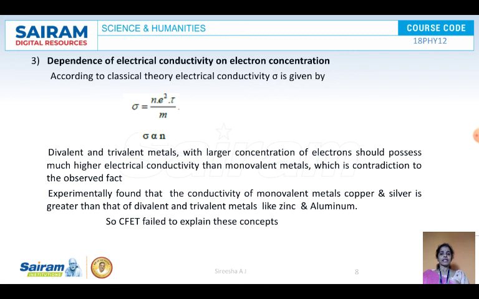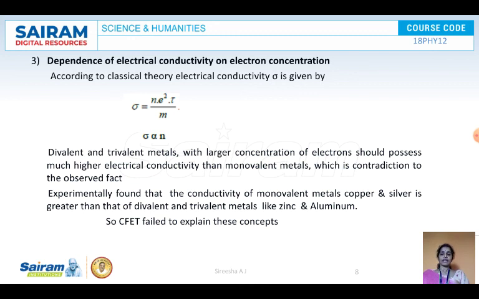From here we can say that the more the n, the more will be the conductivity. For zinc and aluminium, n is more. But when you compare with copper and silver, though n is 1, the conductivity of copper and silver is more than the conductivity of zinc and aluminium experimentally. So this theory failed to explain the dependence of electrical conductivity on electron concentration.